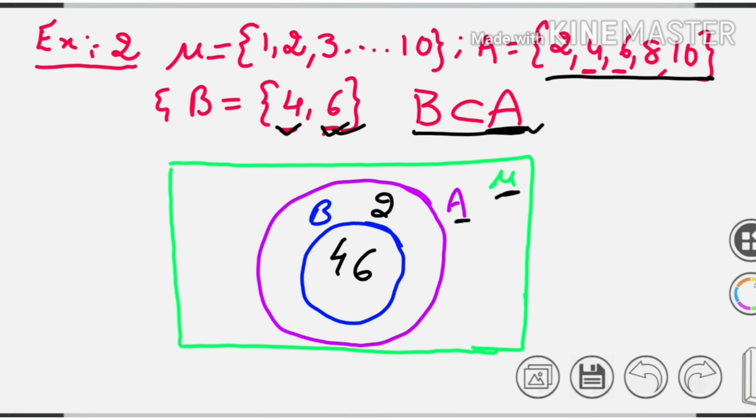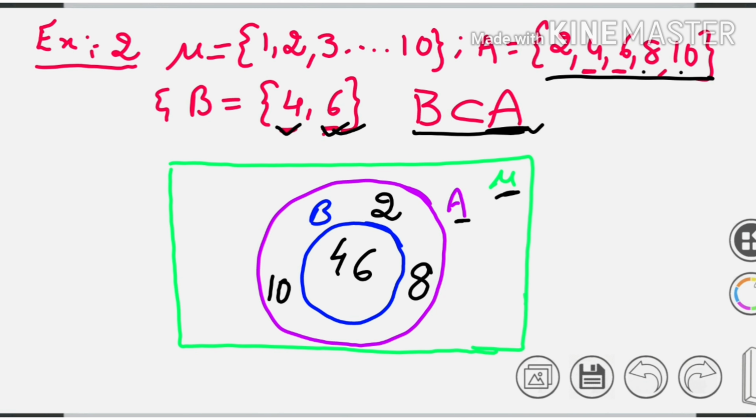So 2 is there, so we write 2 here, and 4 we already wrote in set B, so no need to write it once again, and 6 is also there. 8 is not here, so you have to write 8 outside B. Inside A we have to write the remaining elements of A, and next after 8, 10 is there, so write 10 any place outside B, inside A.